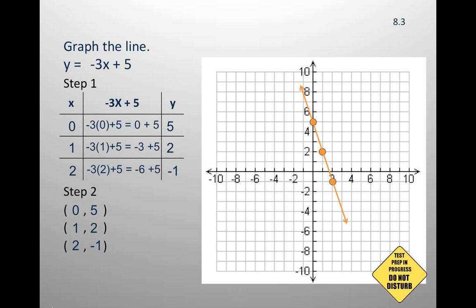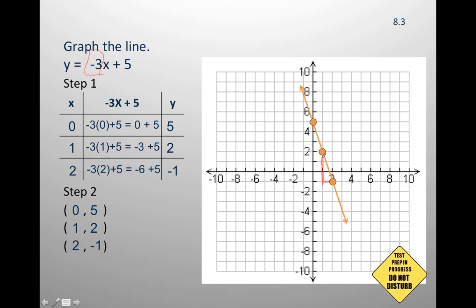And from there, we'll plot our points and find our slope. Now, our slope can easily be found in this problem. The slope is -3. The slope can be seen right here. This is slope-intercept form. And it can also be seen right here in the graph.